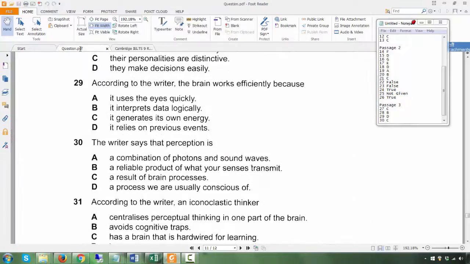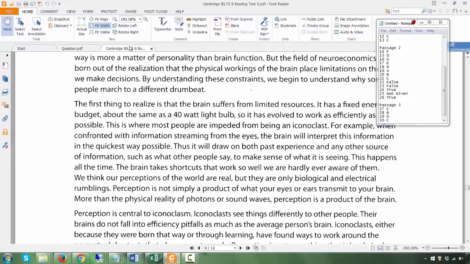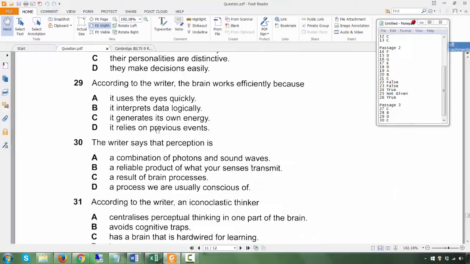Okay, which means 30C, a result of brain processes. Perception is not simply a product of what your eyes or ears transmit to your brain. More than the physical reality of photons and sound waves, perception is a product of the brain. Okay, biological and electrical, the goings-on in the brain.